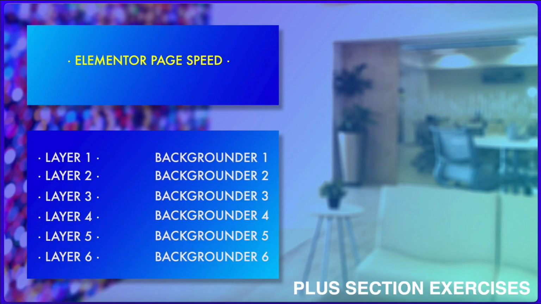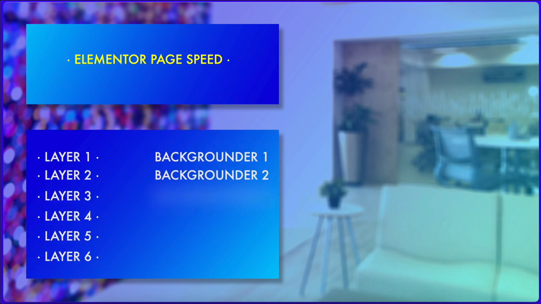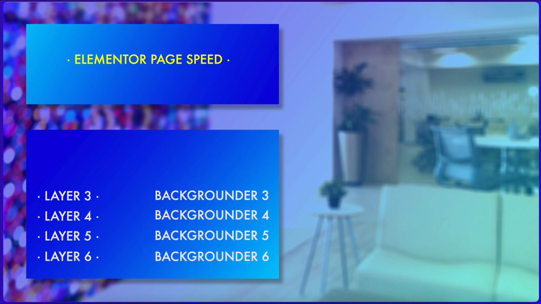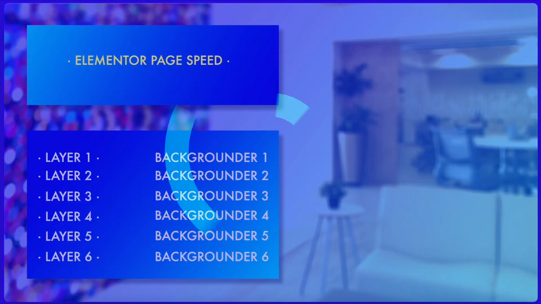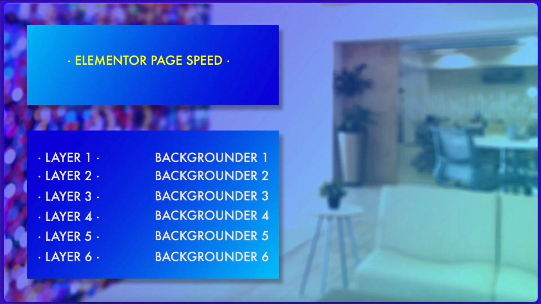So we've got a great lineup of information for you today, and for the Elementor page speed course, we've got it broken down into 6 different layers and 6 different backgrounders. There's a lot of information to cover. I wanted to design this course so that you can actually absorb things one step at a time. So I created 6 different layers of information so that you can cover off all the core information in each layer. And then I've got 6 backgrounders that will actually support each of those layers.